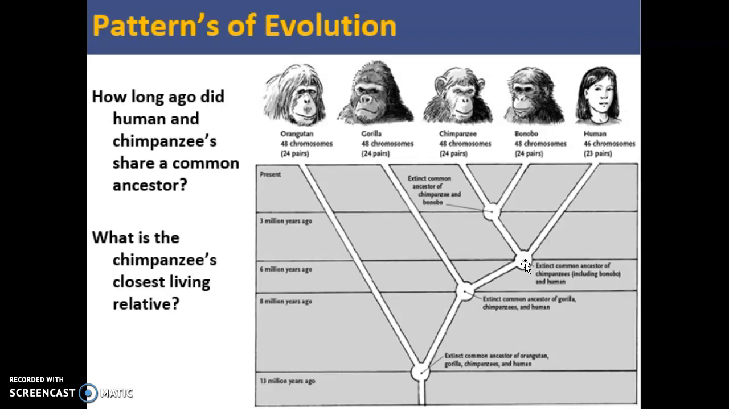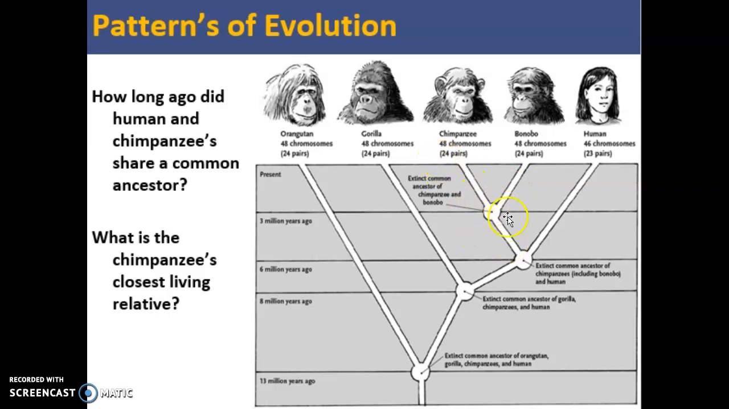But that ancestor's population was split apart into two separate populations. One of those groups evolved into the humans that we have today. Another one evolved into the chimpanzees that we have today. The second question here says, what is the chimpanzee's closest living relative? Right? Even though chimpanzees are humans' most closely living relative, the chimpanzees have something that is even more closely related to them, and that is these bonobos right here. If we follow their branches back, we see that they split apart 3 million years ago.